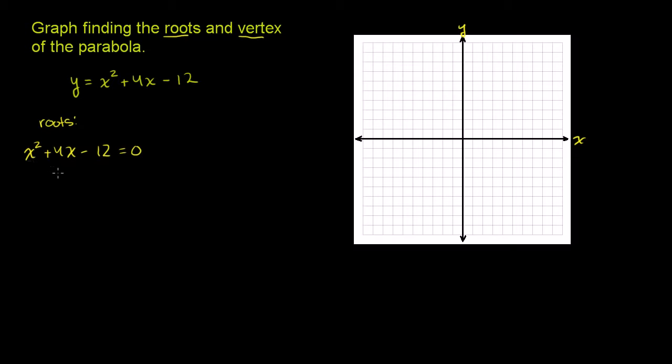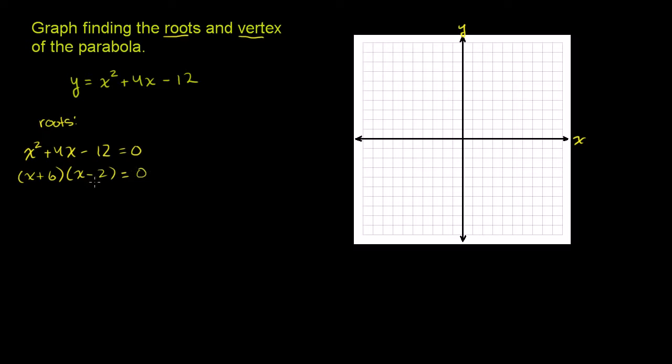We can just think, are there two numbers whose product is negative 12, and if I add them, I get 4? So let's think about it. Positive 6 and negative 2 would work if I would go through all of negative 12's factors. So this can be factored as x plus 6 times x minus 2. 6 minus 2 is 4. 6 times negative 2 is negative 12. So that's going to be equal to 0.